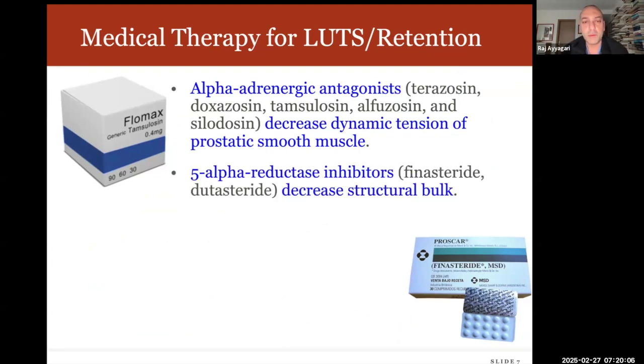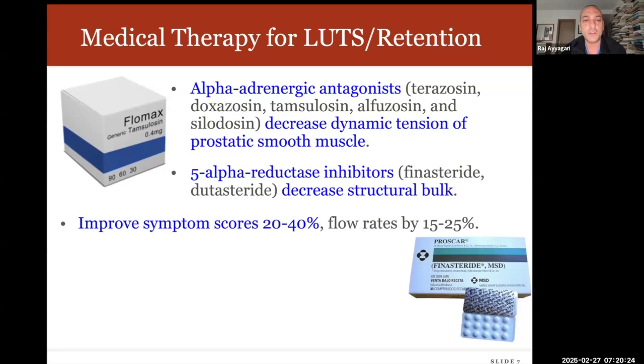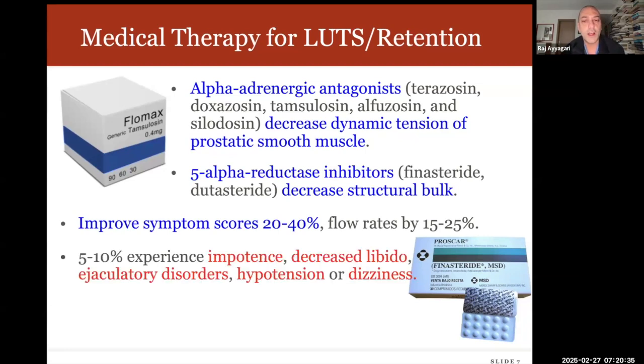Then lots of times people will use these 5-alpha reductase inhibitors. So finasteride and dutasteride are the common ones. And these are the ones that, like I mentioned before, try to blockade the testosterone influence on the tissue of the prostate to help decrease its size, to reverse that endocrinologic influence. These work well for the people who have more mild symptoms. They'll improve that symptom score by 20 to 40%. They'll improve urine flow rates.